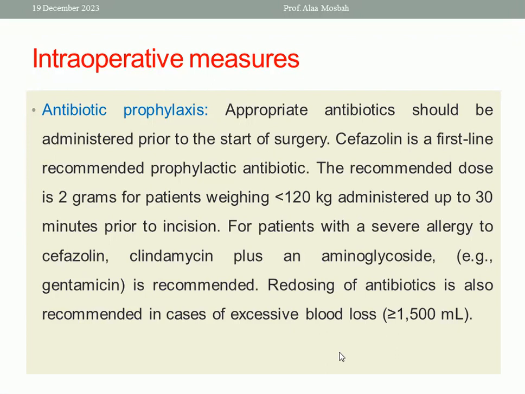It's advised if there is excessive blood loss, redosing of antibiotic is recommended in these cases. Okay? What is the excessive blood loss? Equal to or more than 1,500 milliliters of blood. Okay? So if there is loss of blood of 1,500 milliliters or more, redosing of antibiotic is recommended.